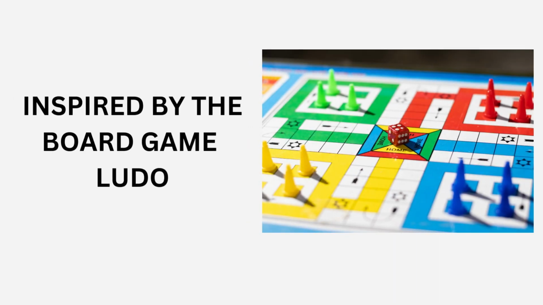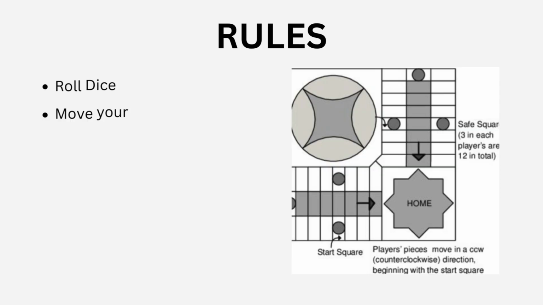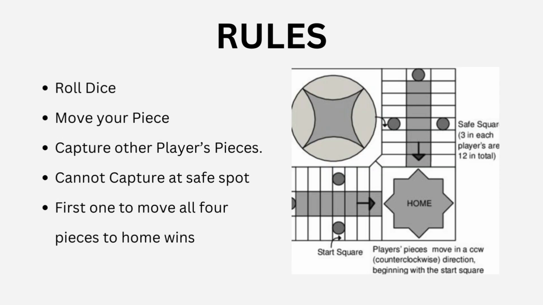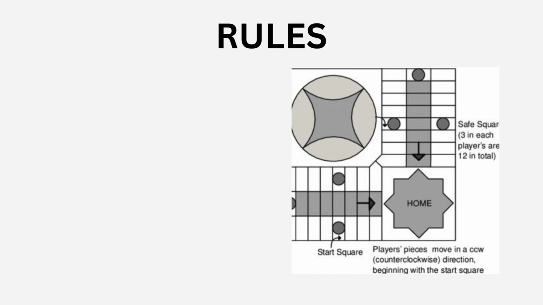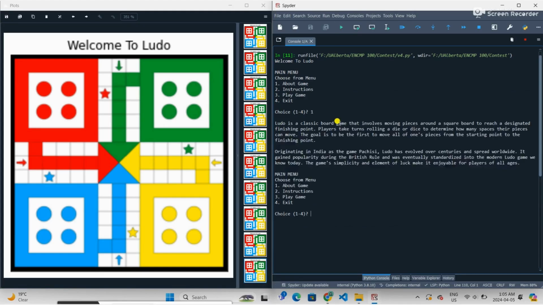It is a game which is inspired by the popular board game Ludo. The rules of this game are simple. Players take their turns by rolling a dice to determine how many spaces their pieces can move. You can capture other players' pieces. There are some safe spots on the board where your pieces cannot be captured. The goal is to be the first one to move all of one's pieces from the starting point to the finishing point.